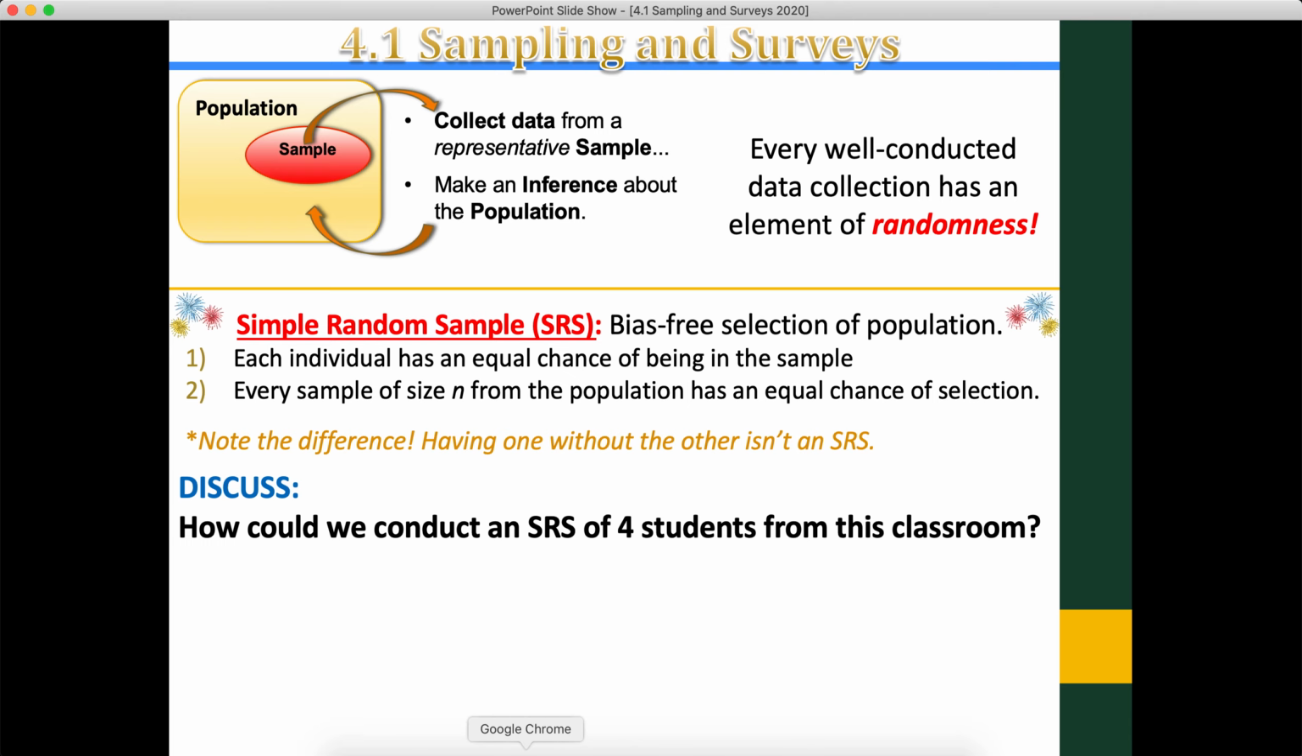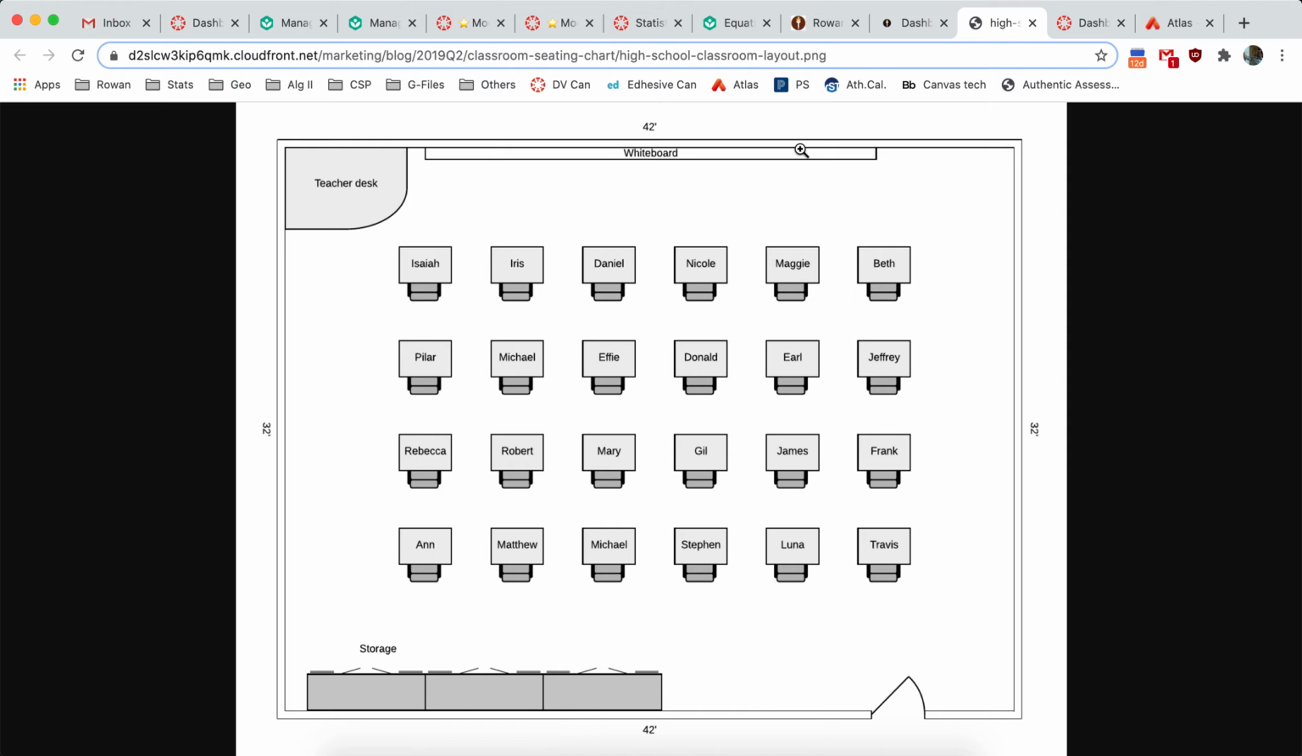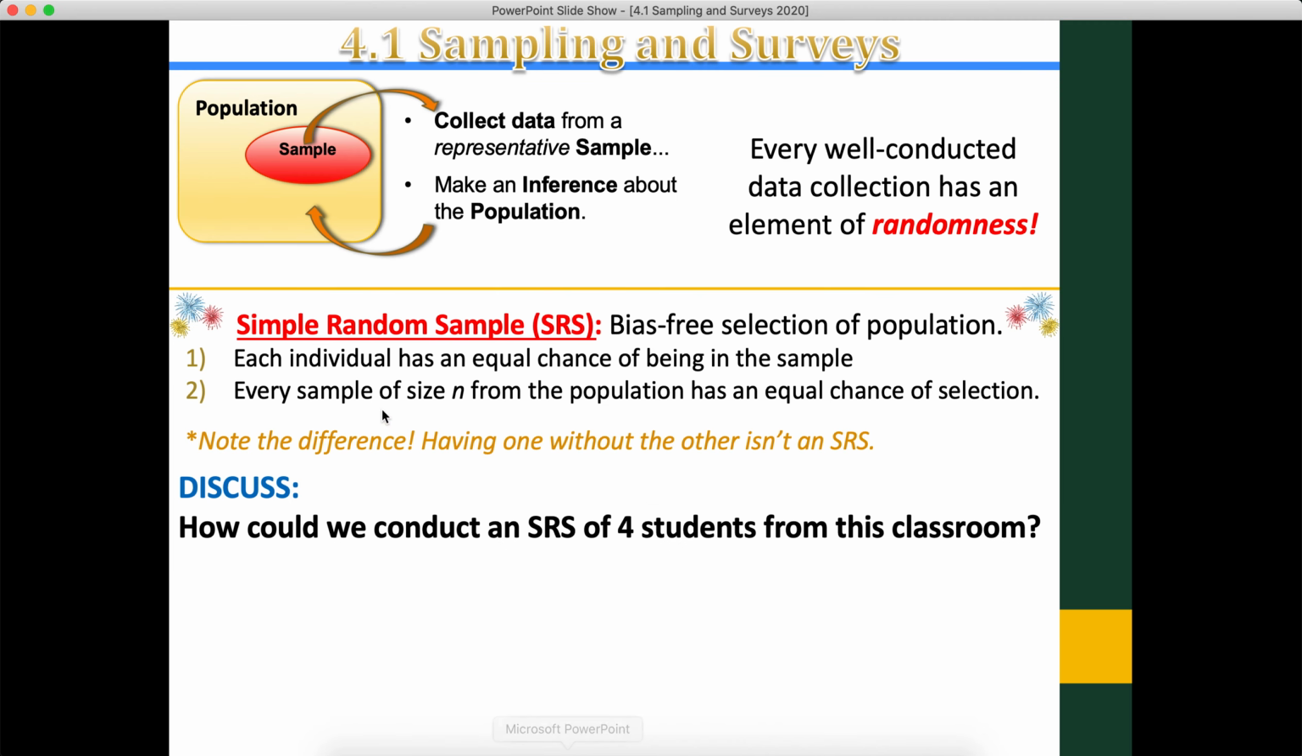So for this one, I'm actually going to pull something up here so that we can distinguish between these two things, I hope. And maybe I'll hop back and forth. One talks about every individual having an equal chance. The second one talks about every sample having an equal chance.